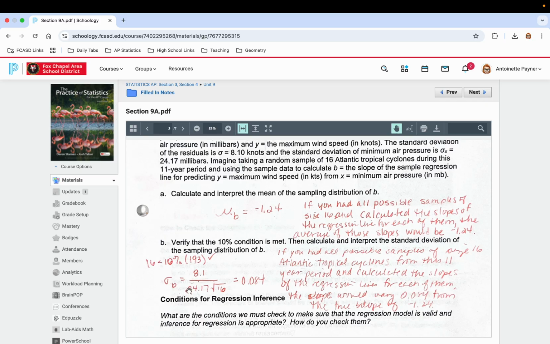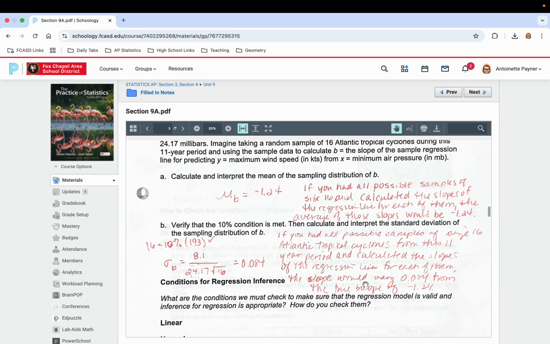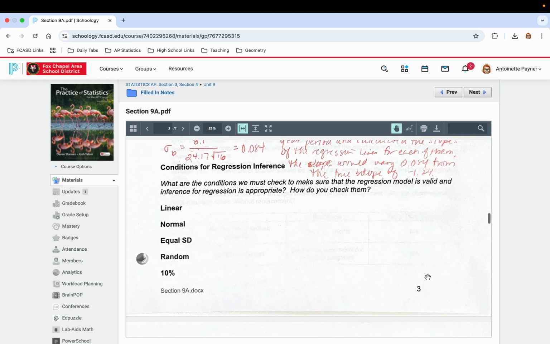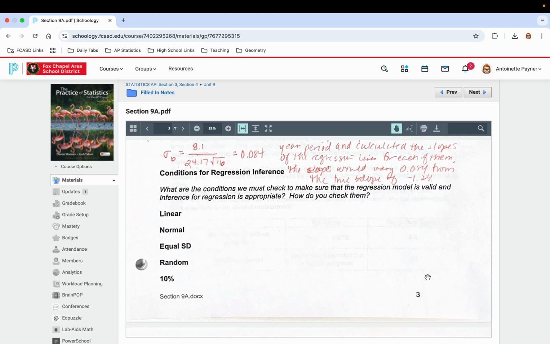Remember, it's sigma over sigma_x times the square root of n. If you had all possible samples of size 16 Atlantic tropical cyclones from this 11-year period and calculated the slopes of the regression line for each of them, the slope would vary by 0.084 from the true slope of negative 1.24. Okay?